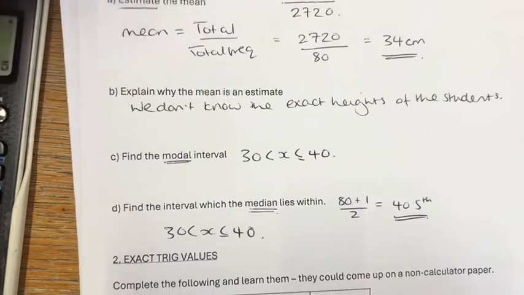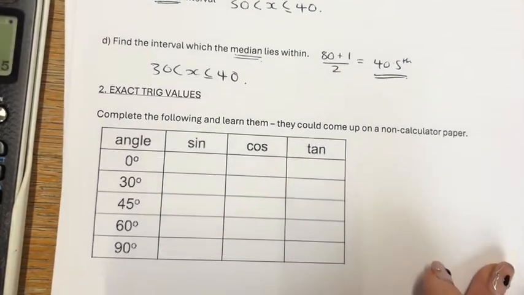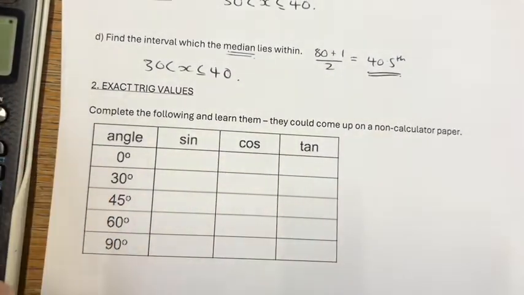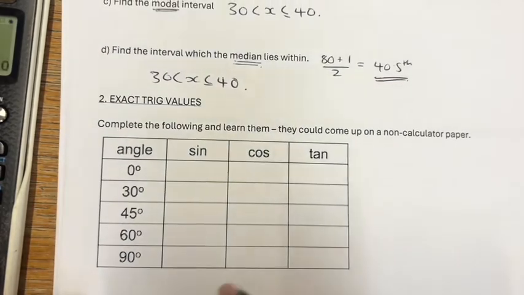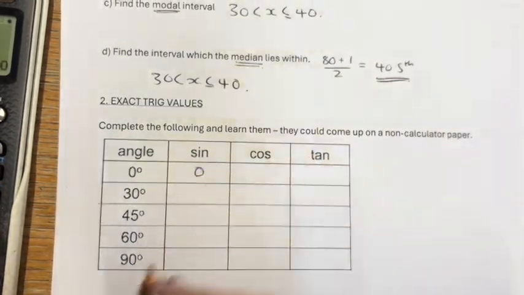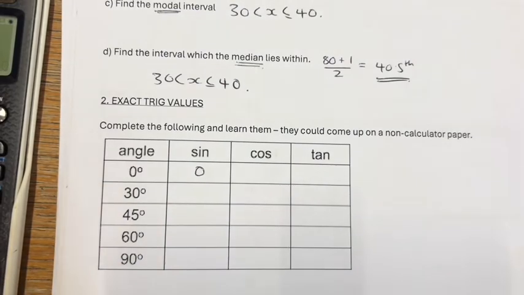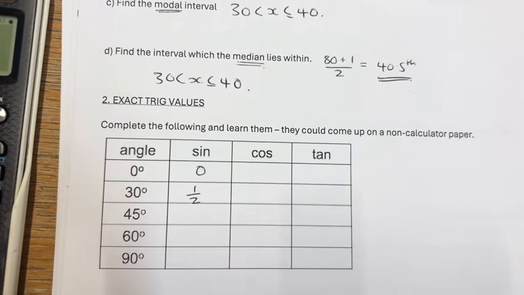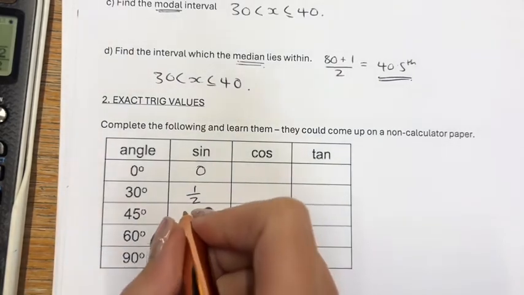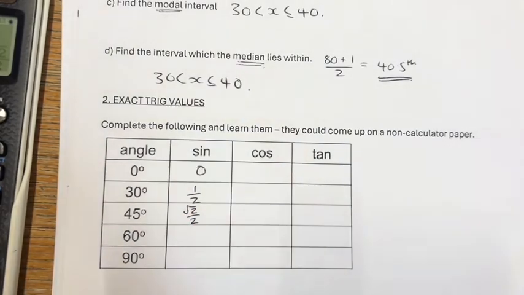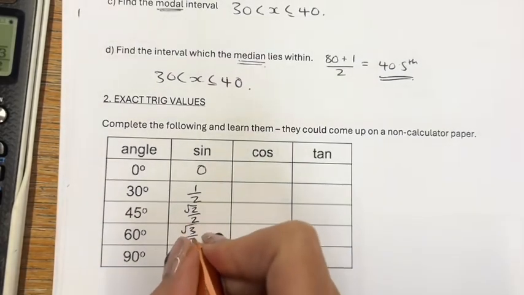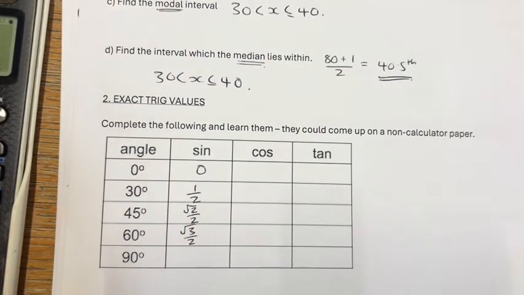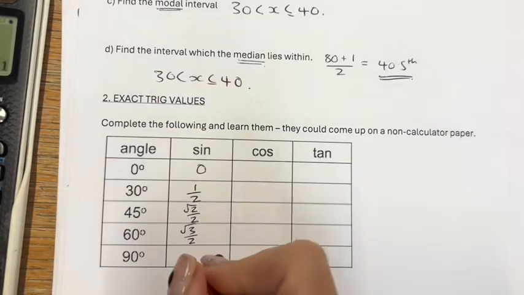Okay, so exact trig values, you need to learn these. They're going to come up on a non-calculator potentially, and you get a mark for just writing them down. So let's fill them in. Sine of 0 is 0. Sine of 30 is a half. Sine of 45 is root 2 over 2. Sine of 60 is root 3 over 2. And sine of 90 is 1.